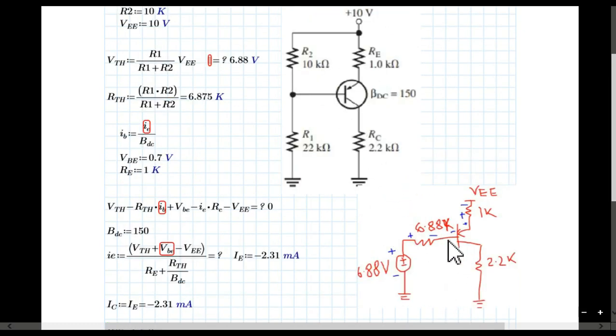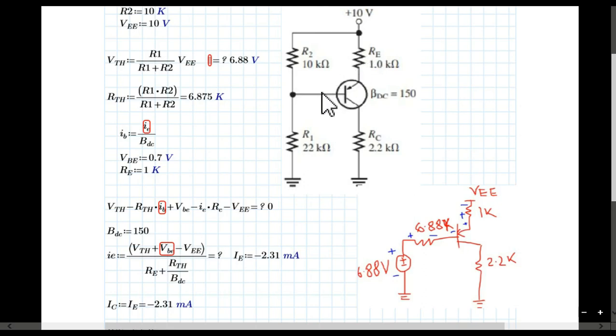Now your circuit looks like this. You have the voltage source here, you have the base resistance, and the rest is the same. This is called Thevenin's voltage source, and this is called Thevenin resistance. Now, if you remember the formula to find the value of IB, in this case it equals IE divided by beta DC.